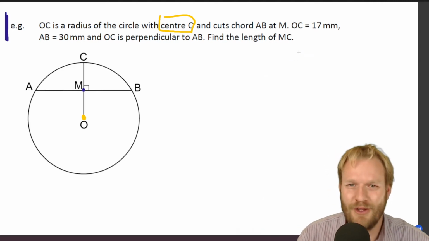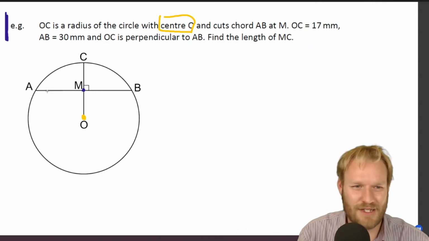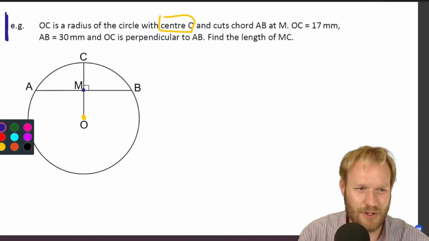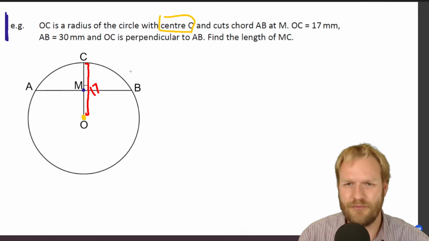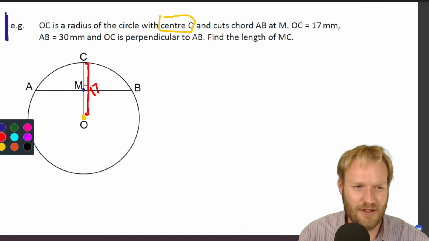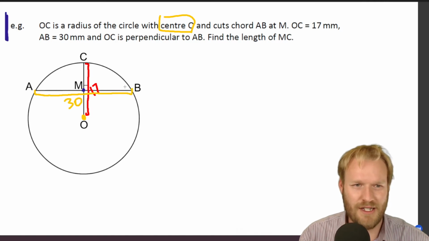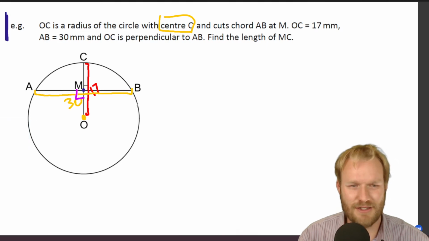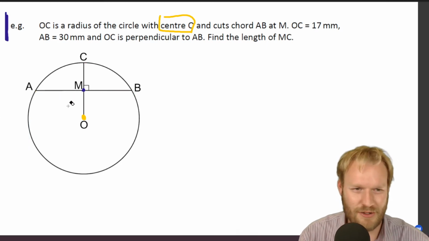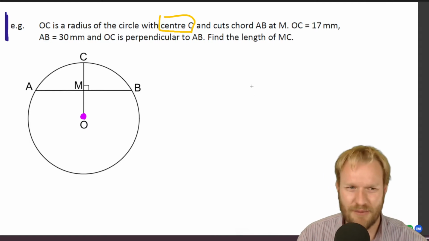Okay, so OC equals 17. That was a bit of information we weren't told, and it might be hard to show in the diagram, but OC is 17. AB equals 30, and OC is perpendicular to AB, so that is 90 degrees. That's too confusing to write on the diagram, so let's hold off, but keep in mind that O is the center. Find the length of MC.